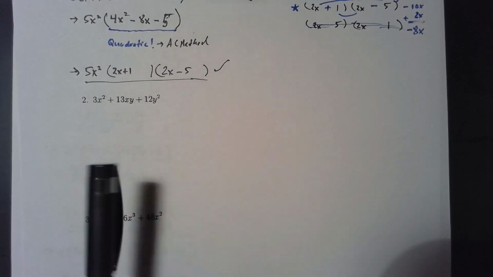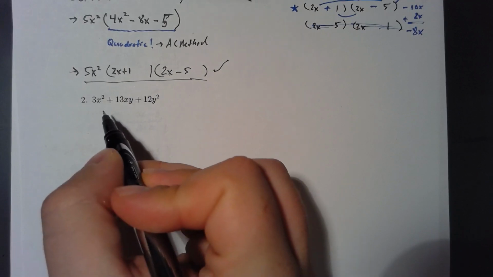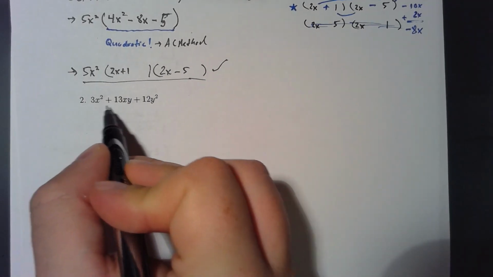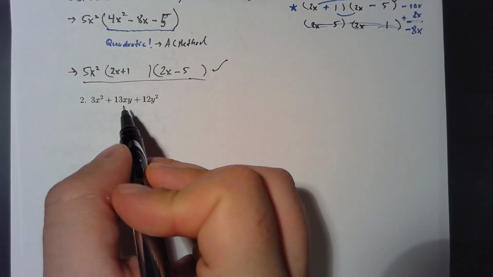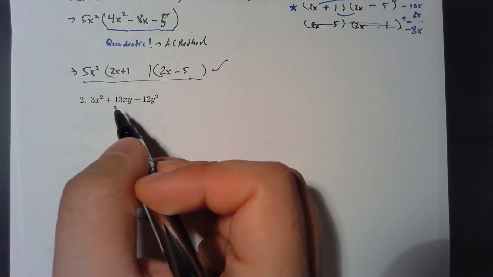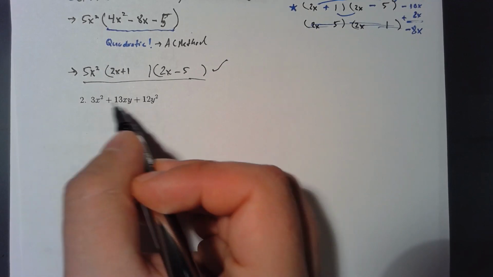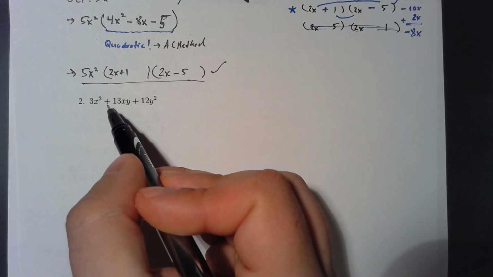Now, this one is not like something you've seen before, but I have to explain it because it shows up. So if I check to see if a GCF exists here, it doesn't, right? 3, 13, and 12. There's no number there in common. This is x squared, this is 3x, this is y squared. They don't have a variable in common either. So the GCF here is 1.